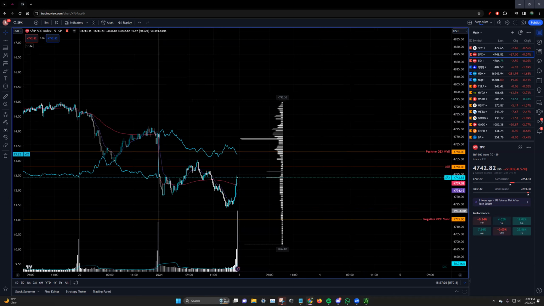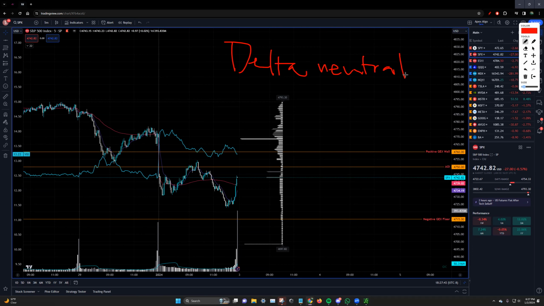Why do dealers have to hedge? It's to balance their books, right? So what is actually, I didn't even go over that. I guess it's good to go over. So what is dealer hedging, right? Dealers want to stay delta neutral. What does delta neutral mean? It means that their delta is at zero, right?